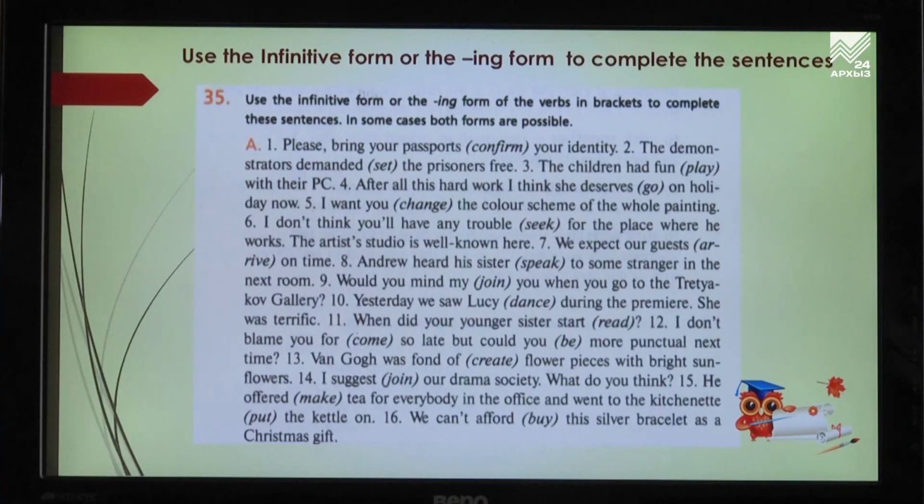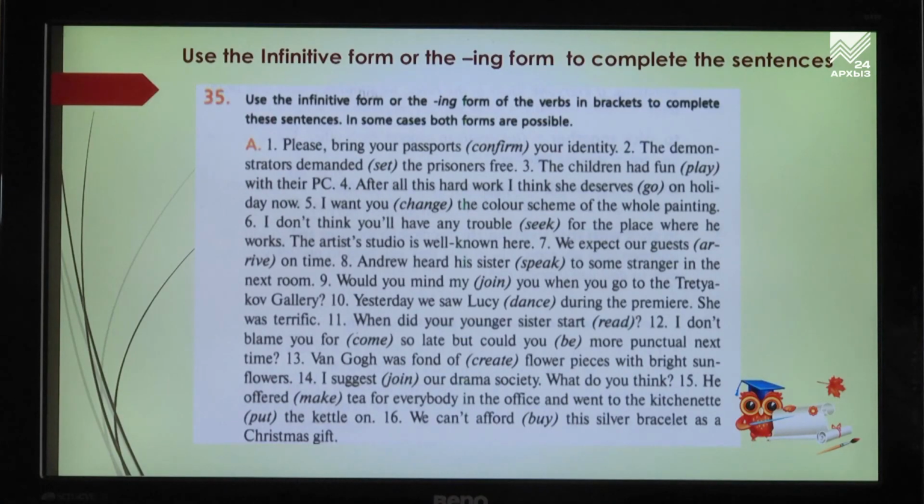After all this hard work, I think she deserves, go is taken in brackets, on holiday now. После такой тяжелой работы, думаю, что она заслуживает отдыха, отпуска или каникул прямо сейчас. Deserves what? Going or to go, you may use both variants also.